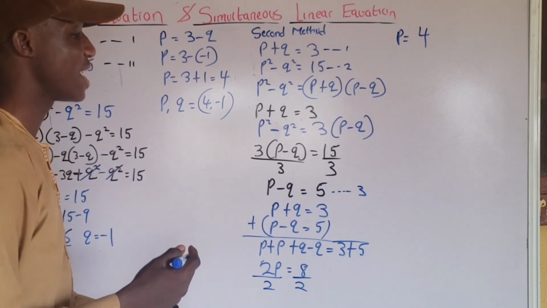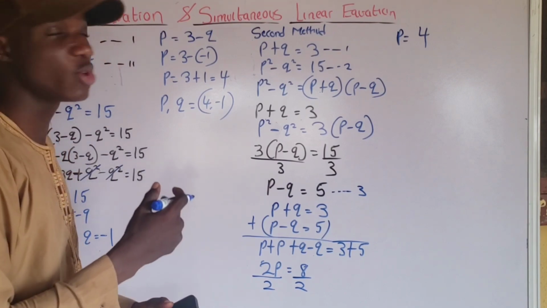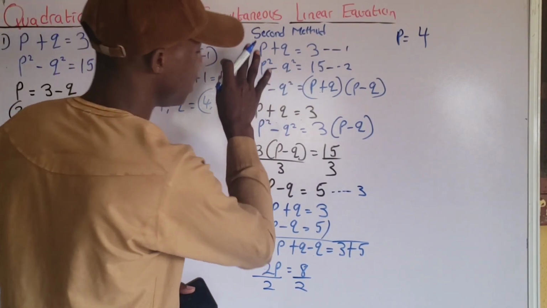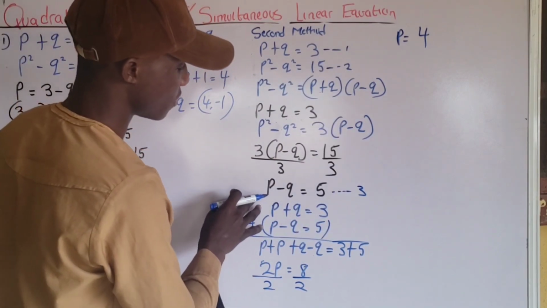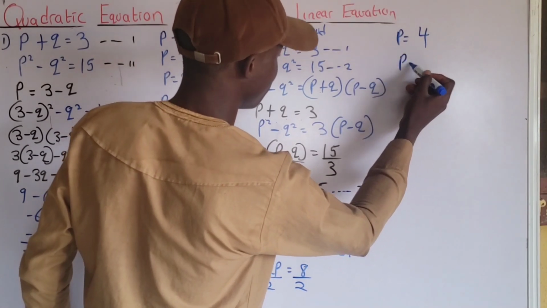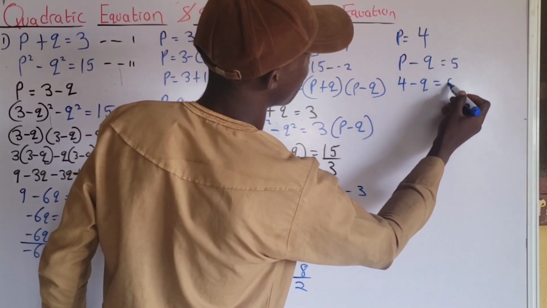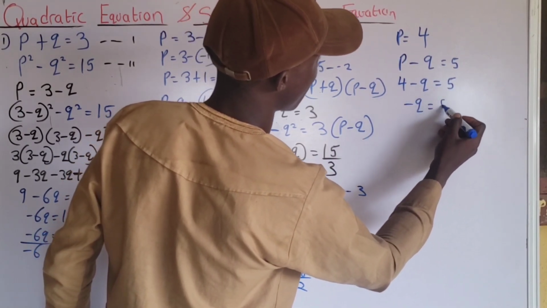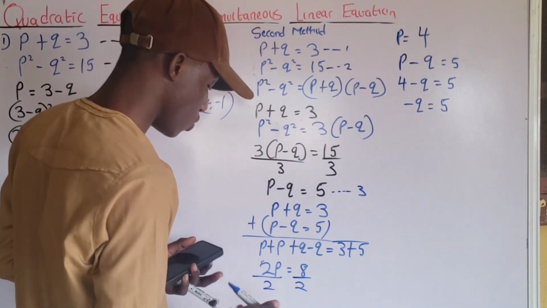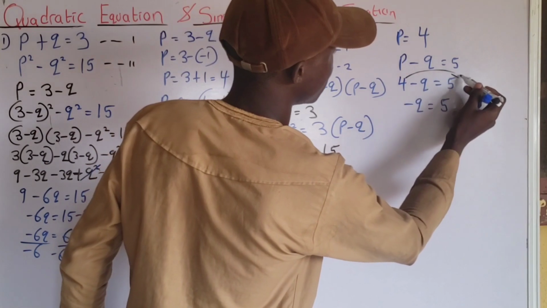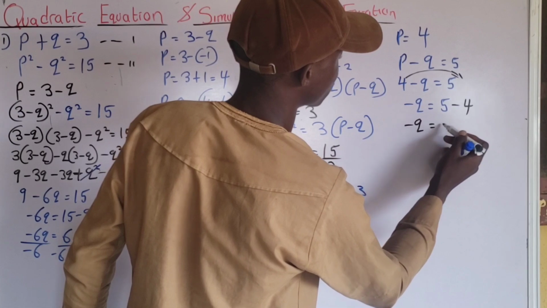Now, having gotten the value of p as 4, you can easily get the value of q by substituting p into any of the equations, either equation 1, equation 2, or equation 3. So let's make use of equation 3. In equation 3 we have p minus q is equal to 5. Now when p is 4, I am going to have 4 minus q is equal to 5. If this 4 crosses the equals sign, the sign which is positive is going to change to negative. So I am going to have minus 4. So minus q is equal to 4.